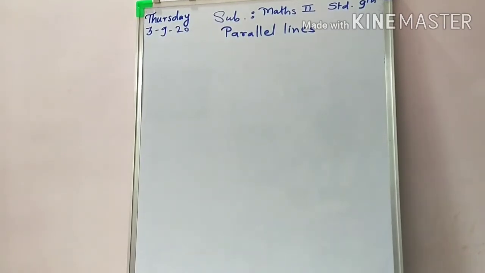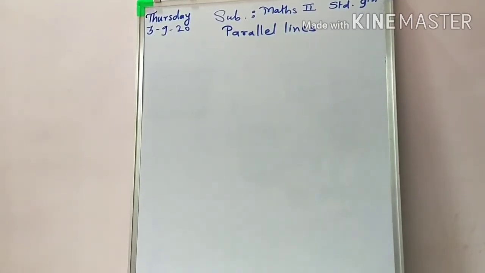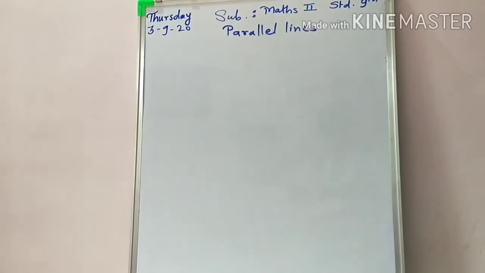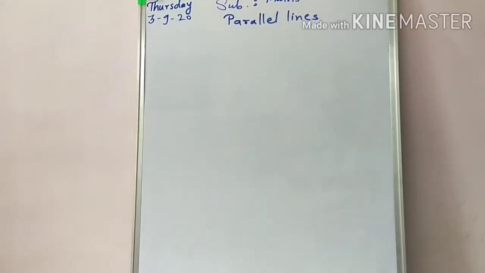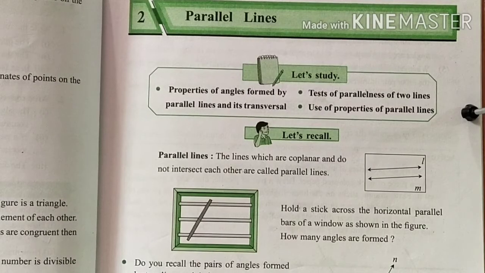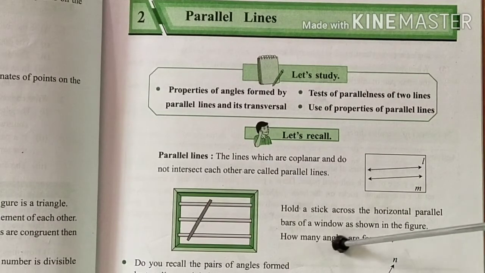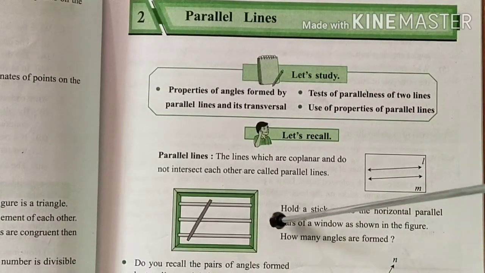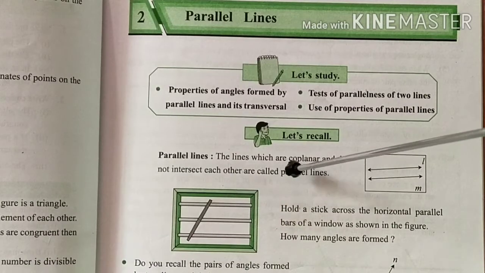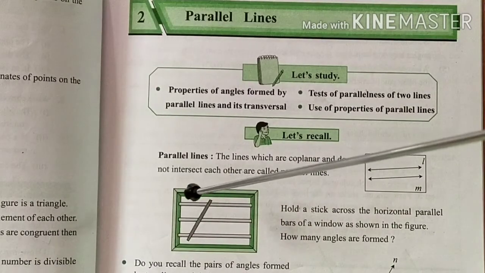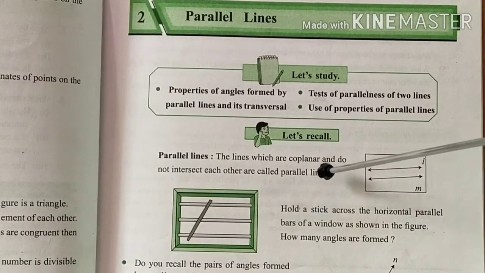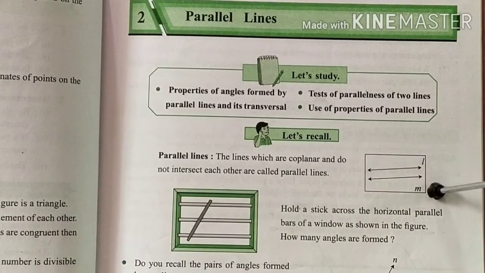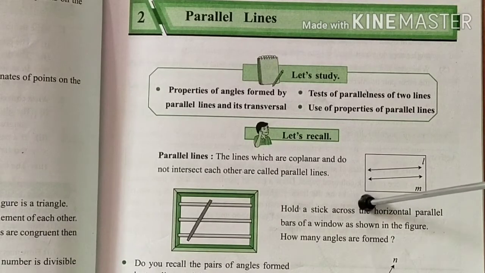Turn to page number 13, where we have some properties and the definition of parallel lines. So let's see page number 13. Here first we have the definition of parallel lines. The lines which are coplanar and do not intersect each other are called parallel lines. This definition we already studied in our previous standard also.